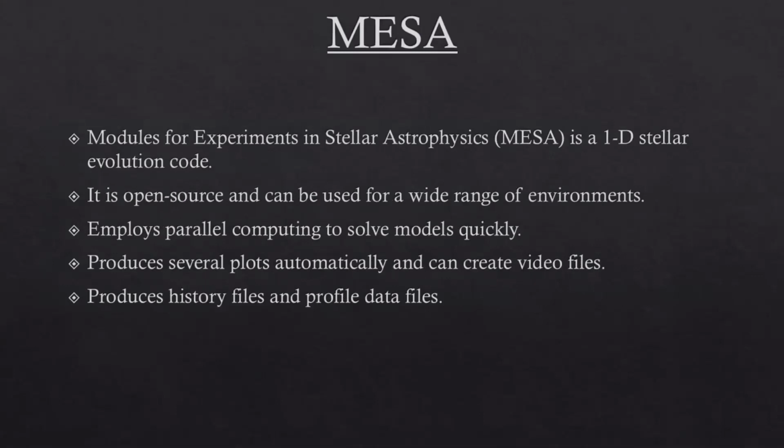MESA is what we are using to produce these stellar evolution models. It's a one-dimensional stellar evolution code, and open source, anyone can use it. It can be used for a wide range of environments. You can do several things there, different conditions. There are a lot of things that can be inputted. And it employs parallel computing so that everything can be done faster. It uses several processors.